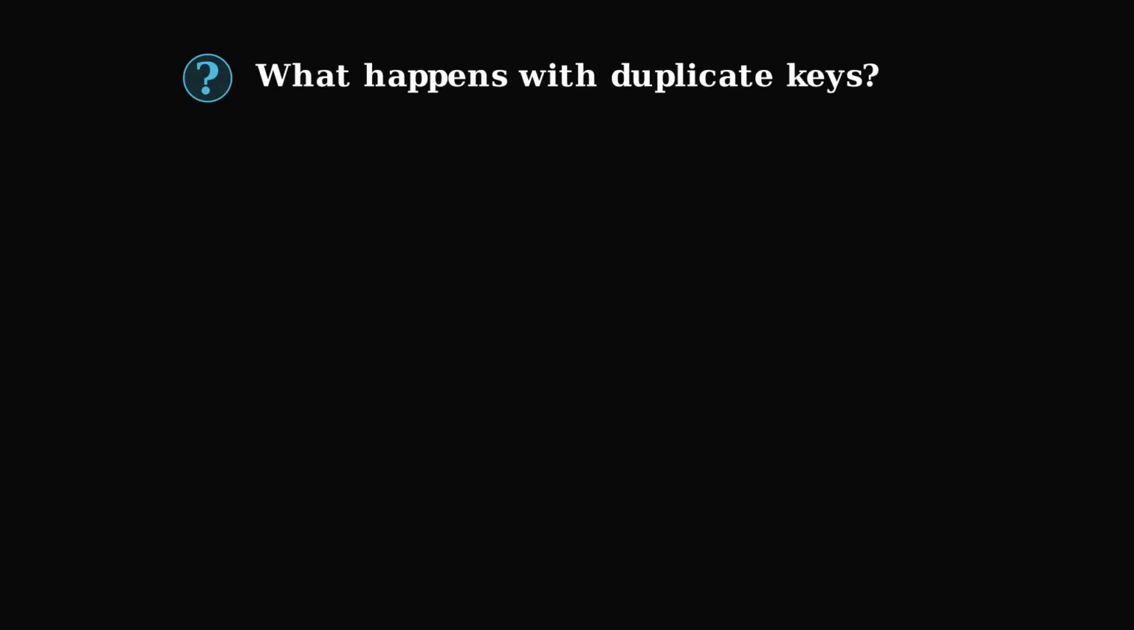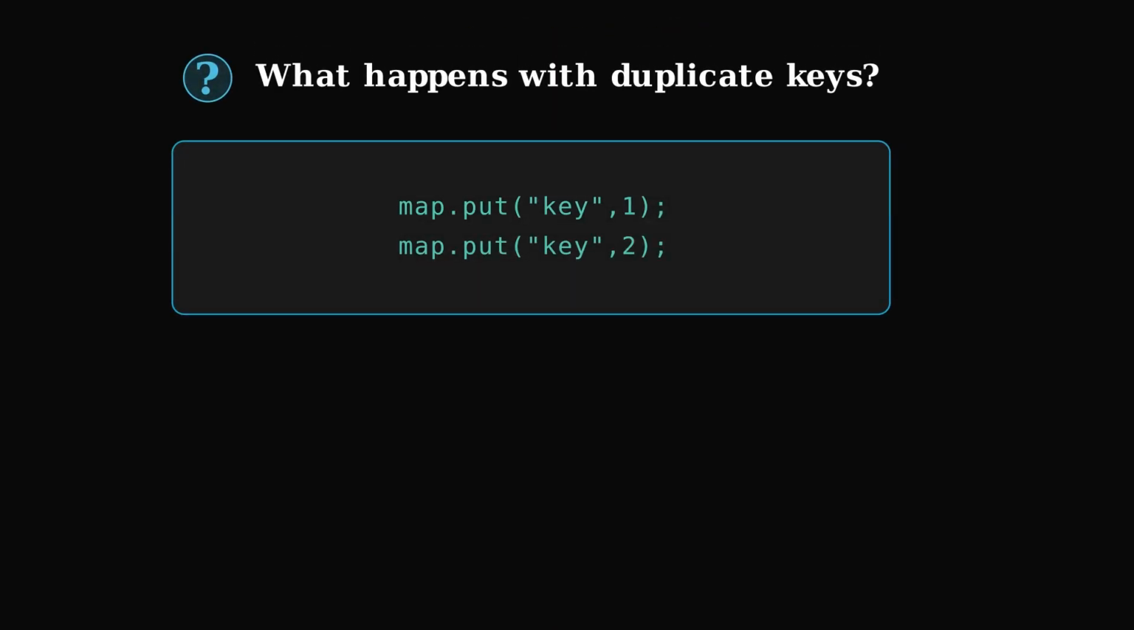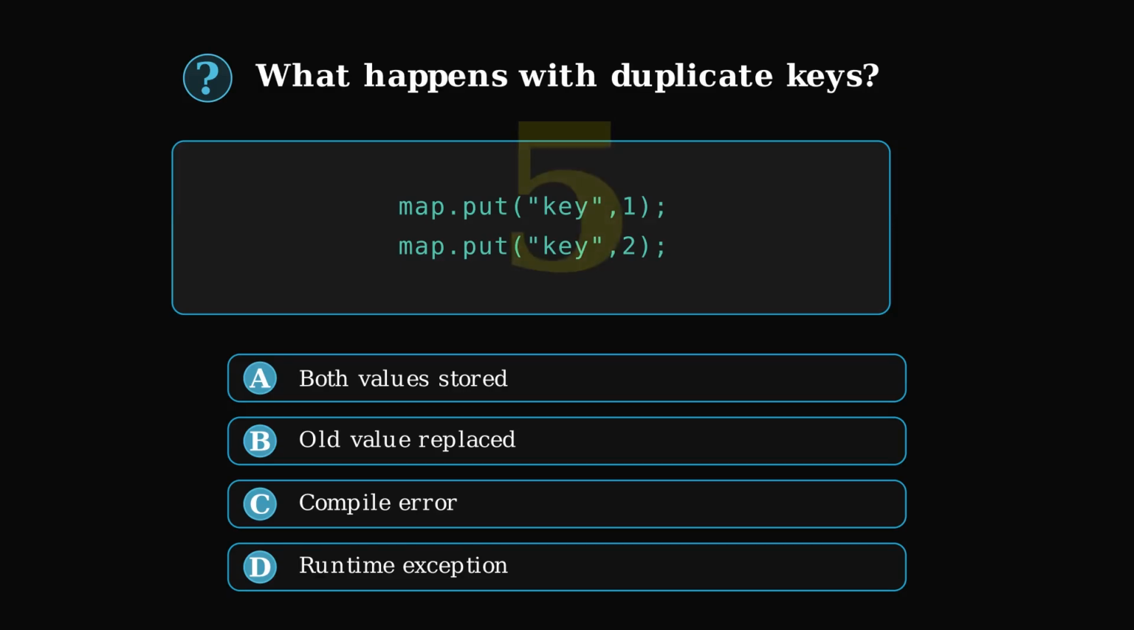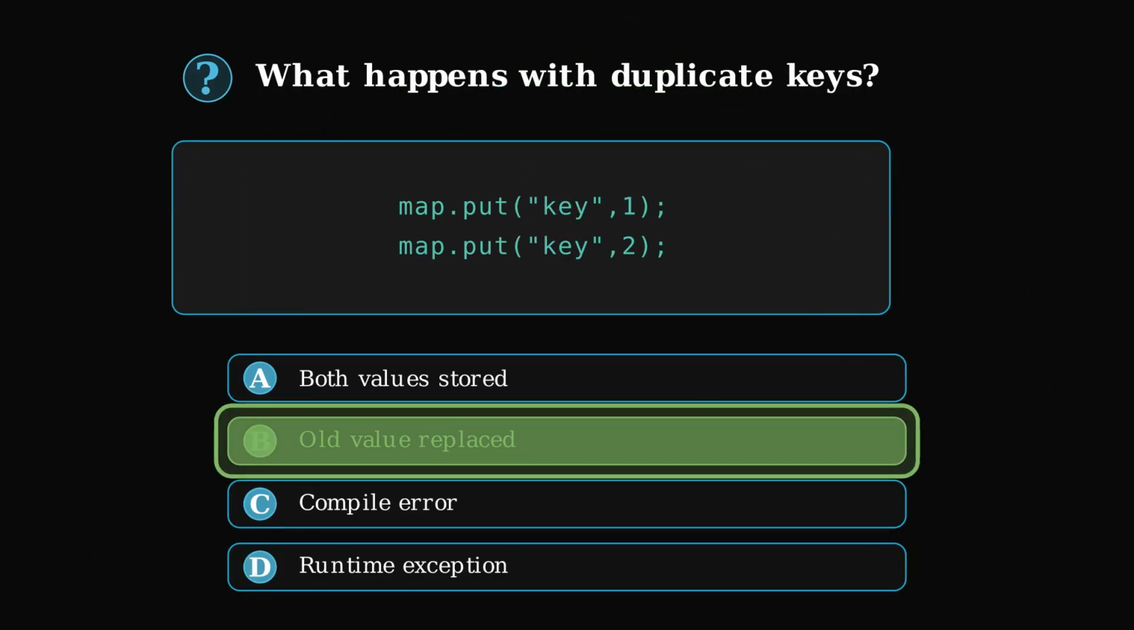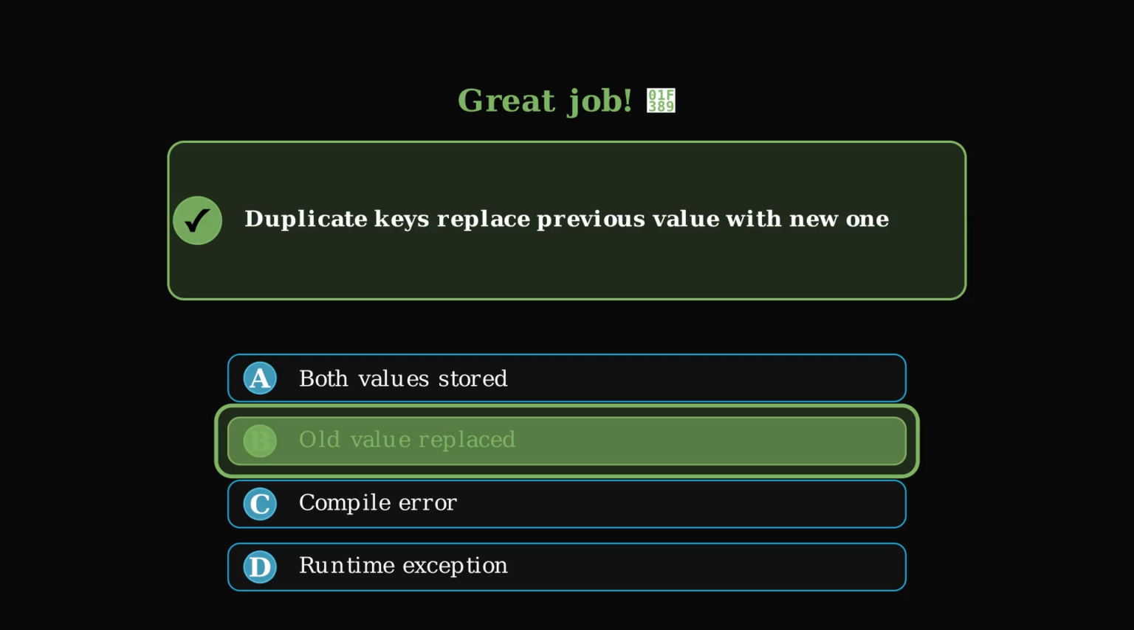What happens with duplicate keys? Which one is correct? The correct answer is duplicate keys replace the previous value with the new one.